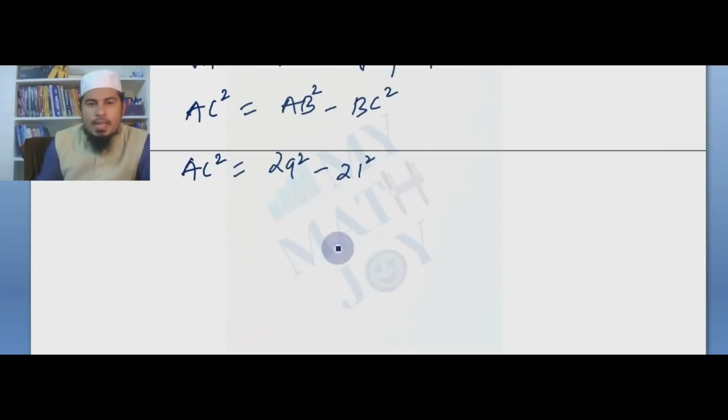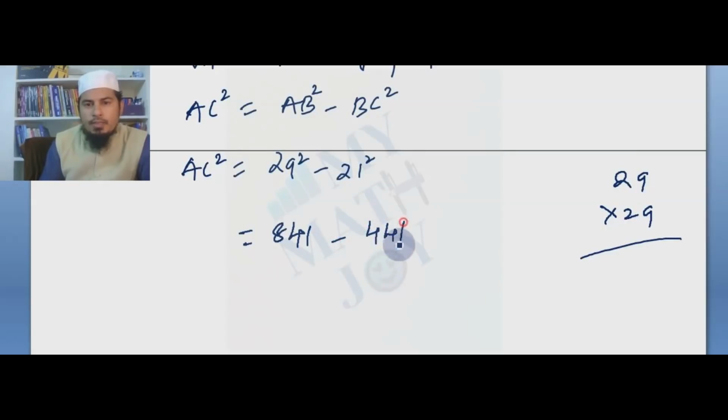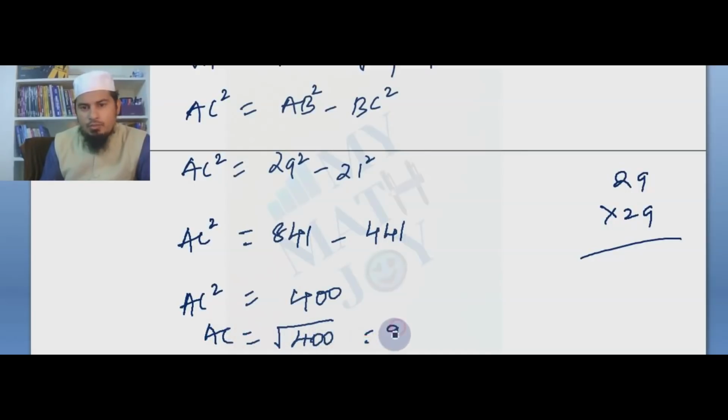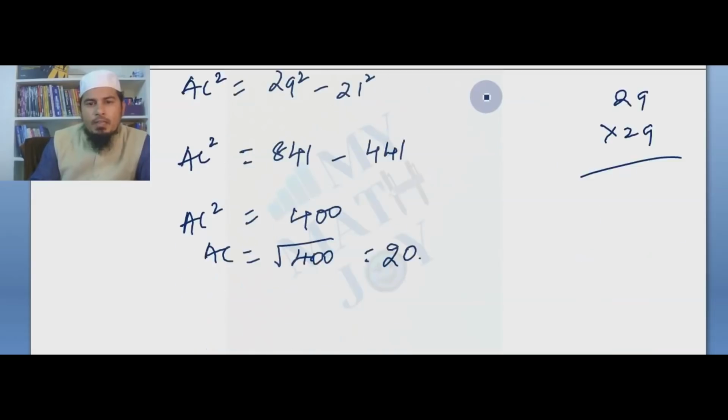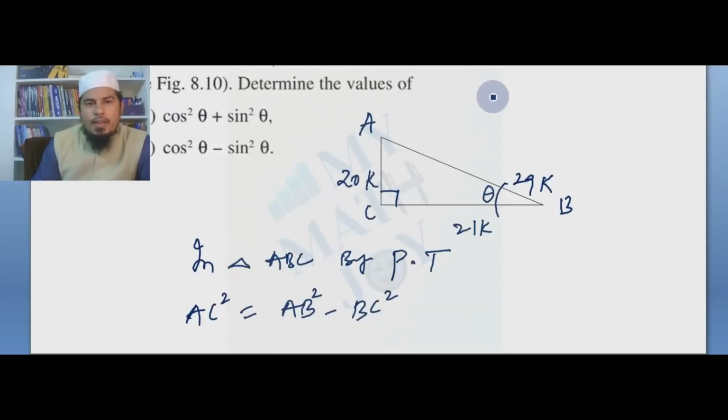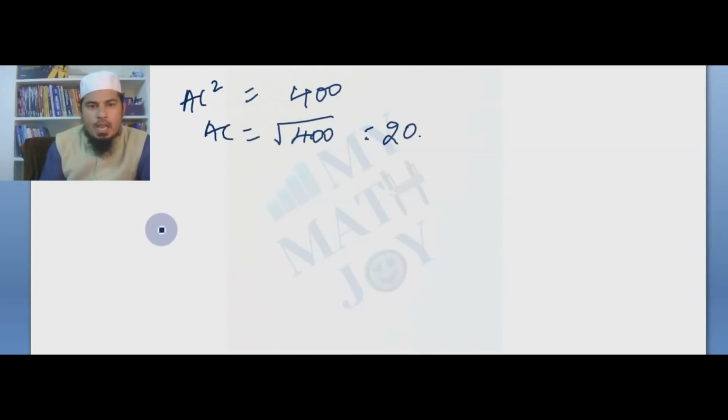Okay. 29 times 29 is how much? 841. 841 minus 21 square, which is 441. AC square is now 400, and AC is under root 400, which is 20. That is your answer. I got 20 here, or otherwise, as in the previous case, wherever k is introduced, you can get k also here. Okay, then we need to find cos square theta plus sin square theta.